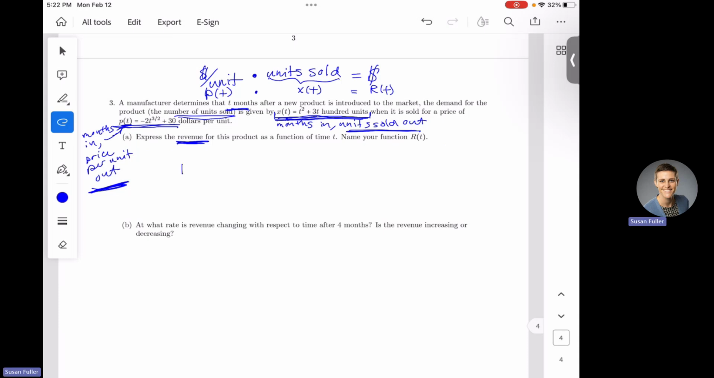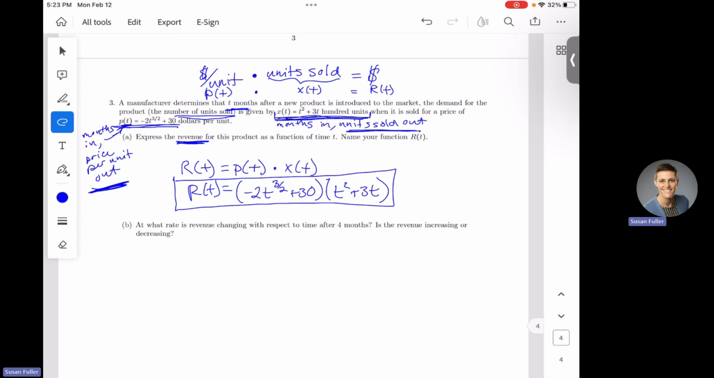Okay, so R of t is going to be p of t times x of t, which is going to look like p of t, negative 2 t to the 3 halves plus 30, times t squared plus 3t plus 100. That's my x of t. This is what my revenue function looks like.